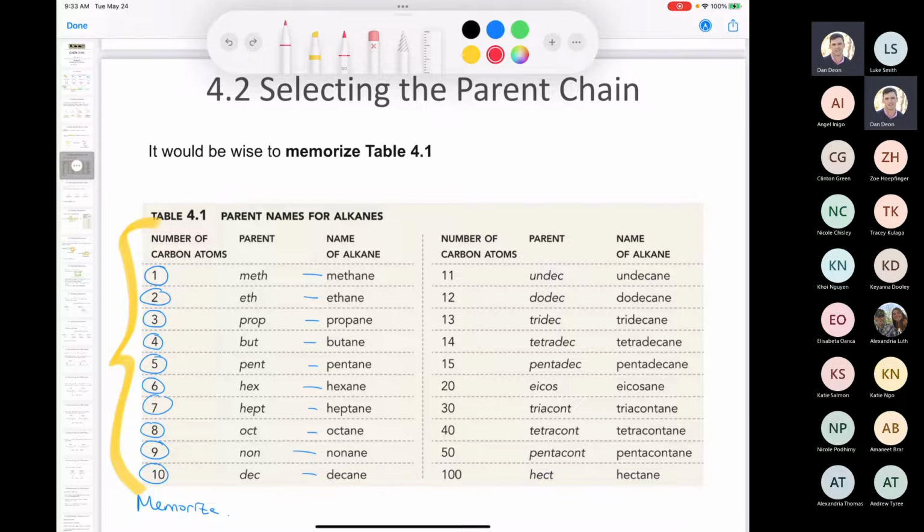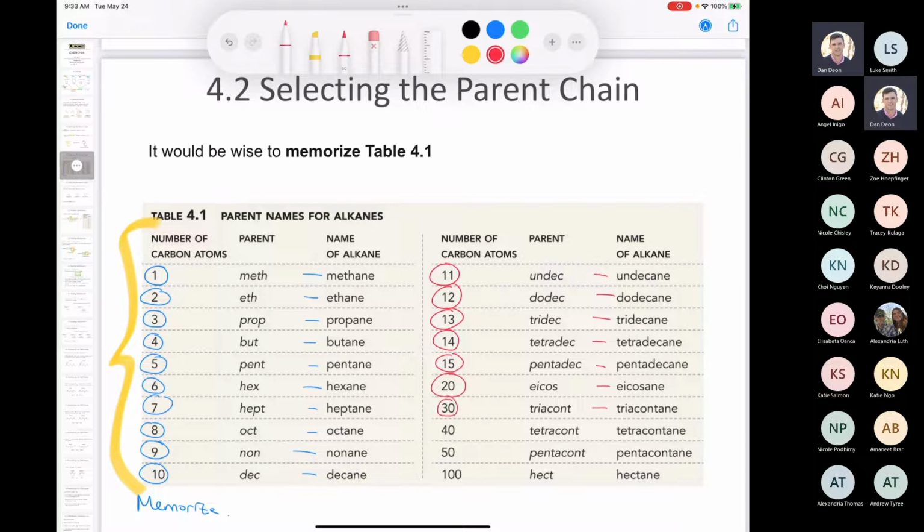Take a look. If you have 11 carbons, we call it undecane. 12 is dodecane. 13 is tridecane. 14 is tetradecane. 15 is pentadecane. If you have 20, you have an icosane. And that's kind of interesting because in biochemistry, sometimes they talk about what are called icosanoids, like prostaglandins and thromboxanes and leukotrienes. Anyhow, that's neither here nor there.